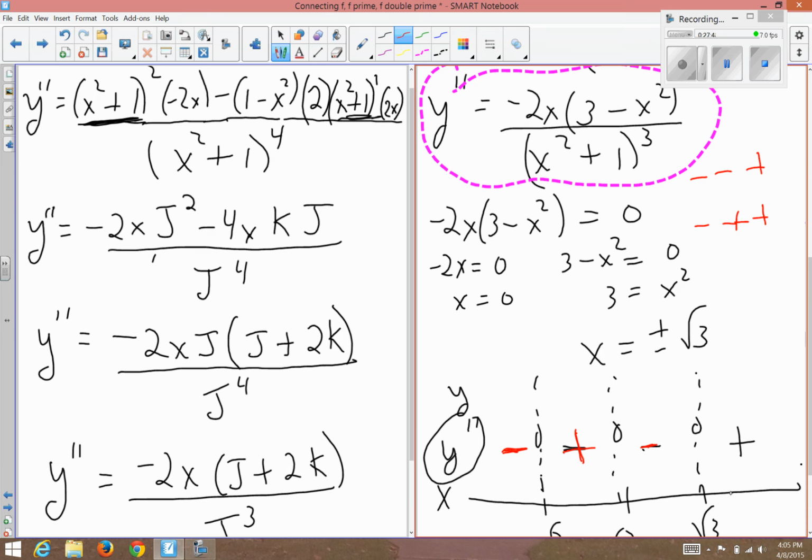And if you plug in a number more than the square root of 3, like 10, this thing in the parentheses will be negative. This x will be positive because we're plugging in 10. The negative 2 is negative. 2 negatives and a positive make a positive, so that one's right. So when y double prime is negative, y is concave down. When y double prime is positive, y is concave up.